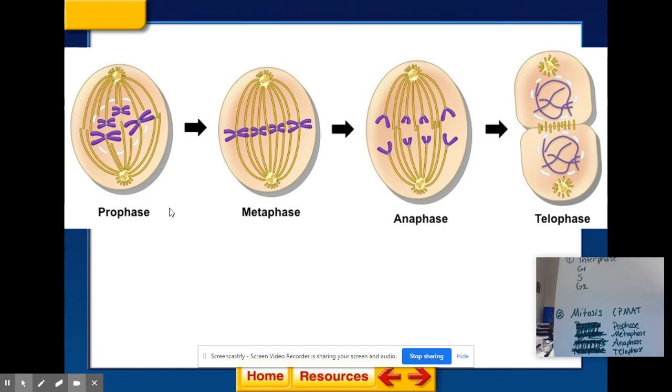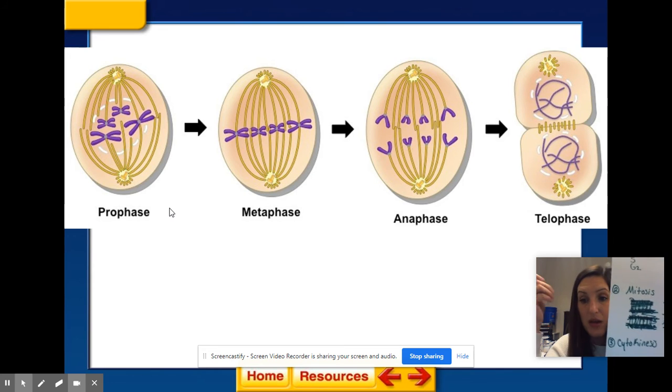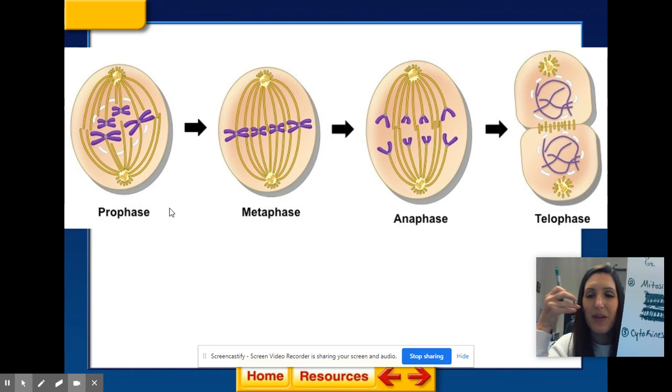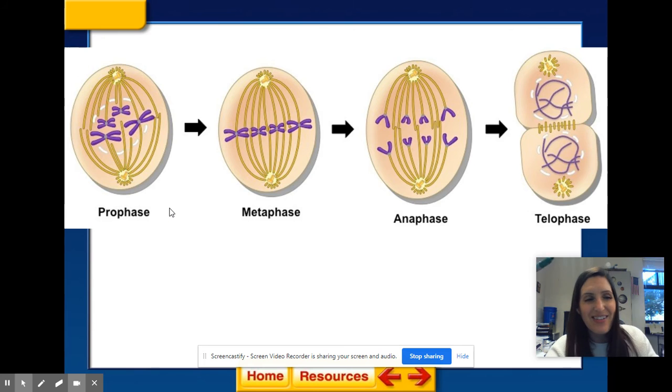All right, mitosis is PMAT. PMAT is mitosis. P-M-A-T. Prophase, metaphase, anaphase, telophase. Don't tell anybody I messed up. All right, so let's look at our slide here. Prophase, metaphase, anaphase, telophase. So tomorrow, we're going to talk about what is happening, what are these things, and all the vocabulary that goes with it.